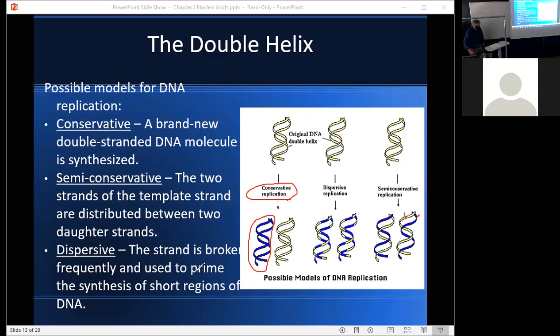Finally, the last model was the dispersive model. In the dispersive model, the strand is broken up frequently, and the broken parts are used as primers to prime synthesis of new DNA. So what we would get in the dispersive model is a mixture of old DNA and newly synthesized DNA all throughout the 2 new molecules. So we have these 3 models for DNA replication.